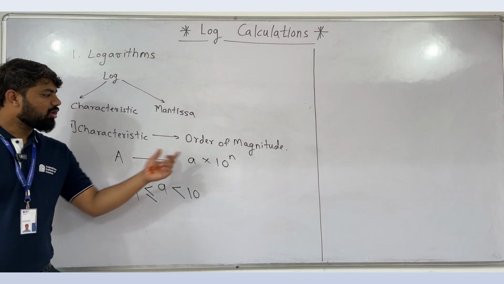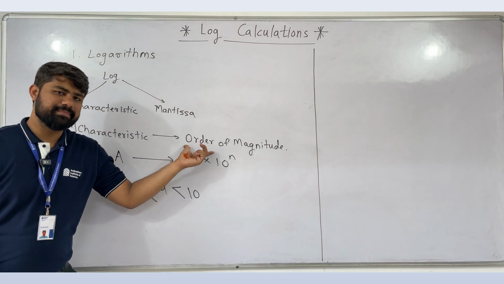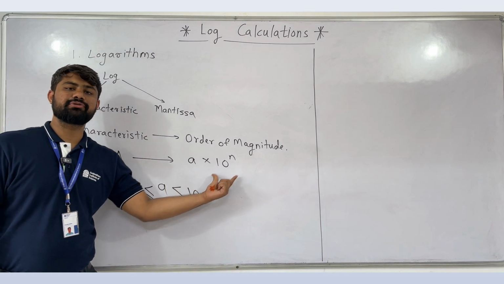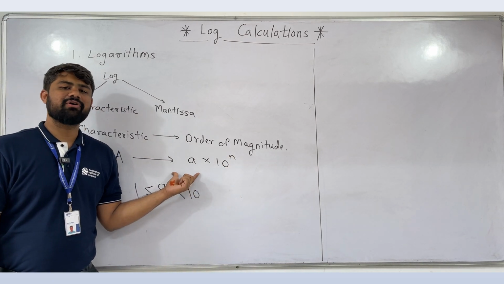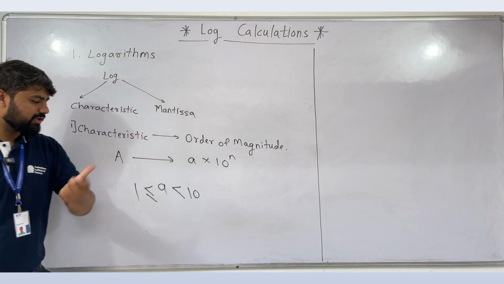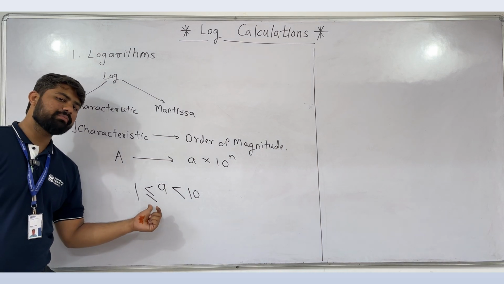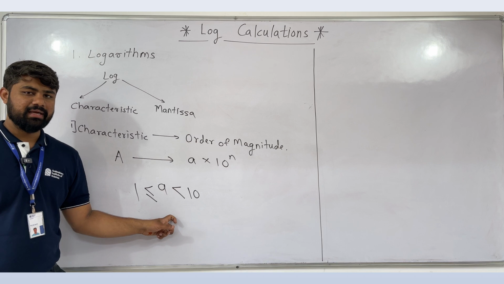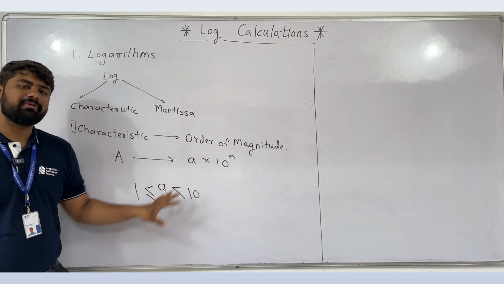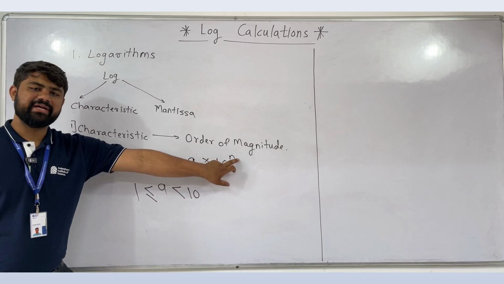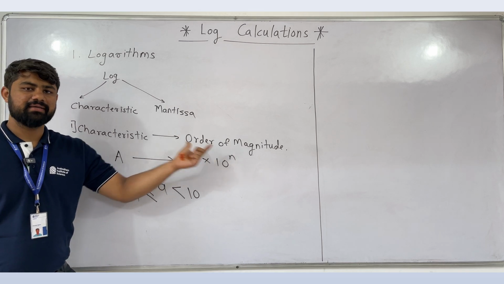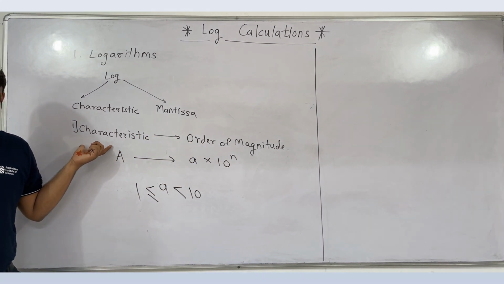Let me repeat. Order of magnitude of a number is basically when we write the given number in the format of a times 10 raised to n. But this a has to follow one requirement. Which requirement is that? a has to be more than or equal to 1 and a has to be less than 10. And when we write the given number in this format, the power of 10 we get is known as the order of magnitude of that number, and that becomes its characteristic.